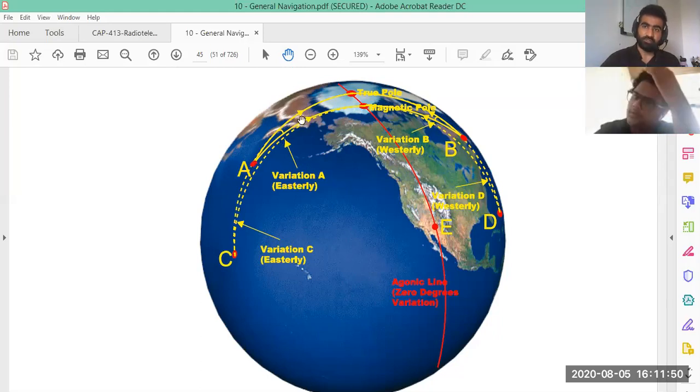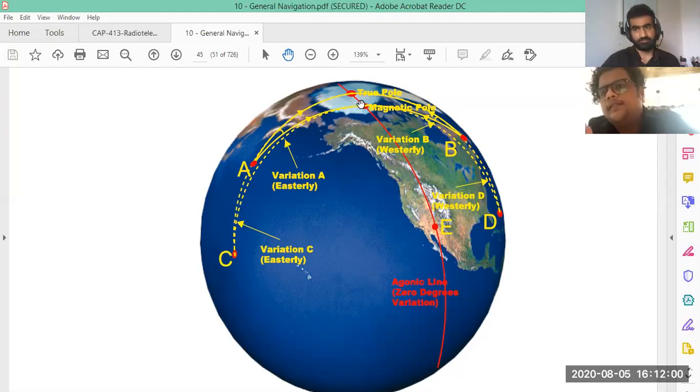So for that observer, this is true pole, true north, and on the right he has magnetic north. So the variation is towards the east, correct? For the observer, that's why this variation is known as an easterly variation. You see, there is a certain angle given to the person. This is the angular difference.